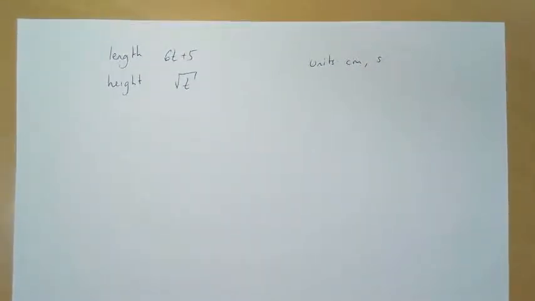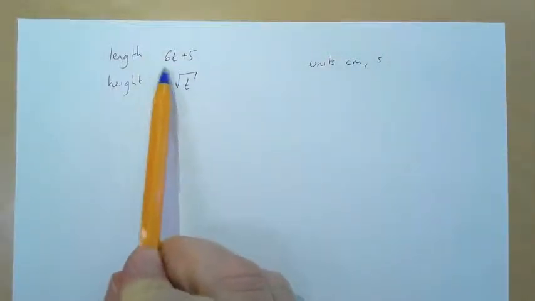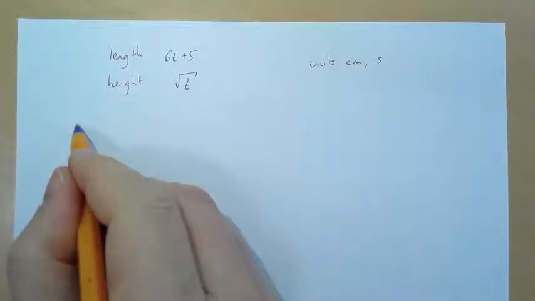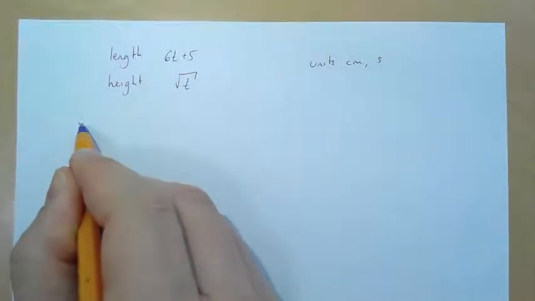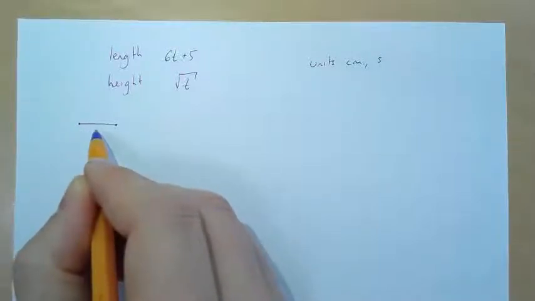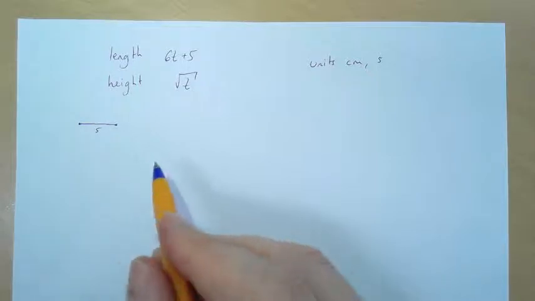At t equals 0, the length is, oh, sorry, at t equals 0, the length is 5, and the height is 0. So it's not even a rectangle. It's a degenerate rectangle. It has a height of 0 and a length of 5. So the area would be 0.